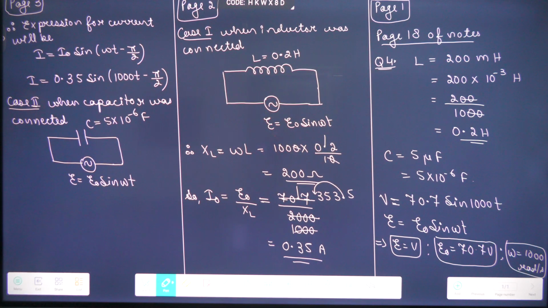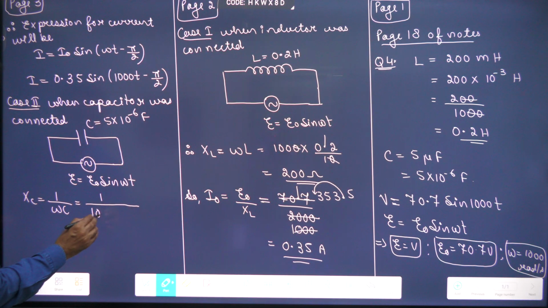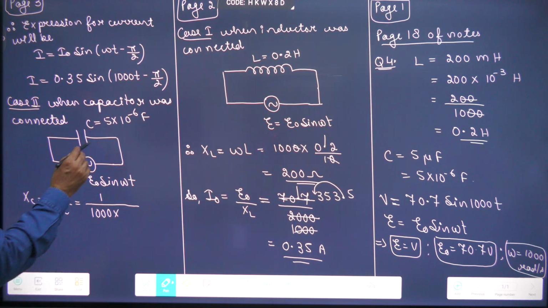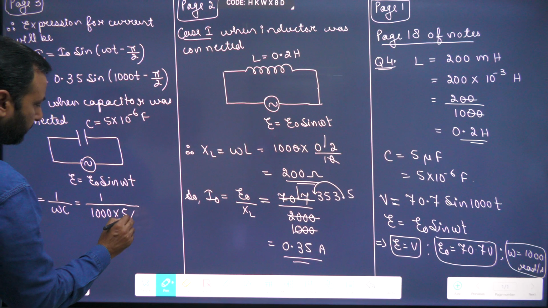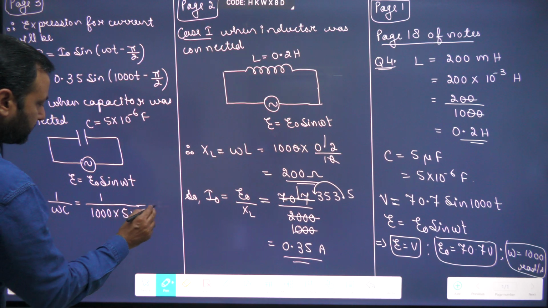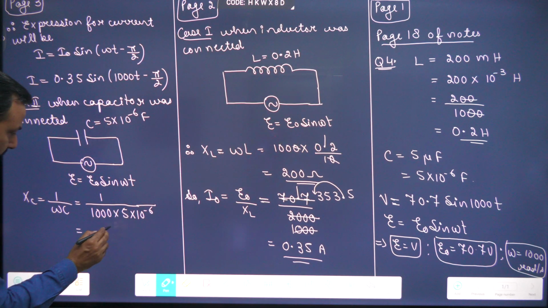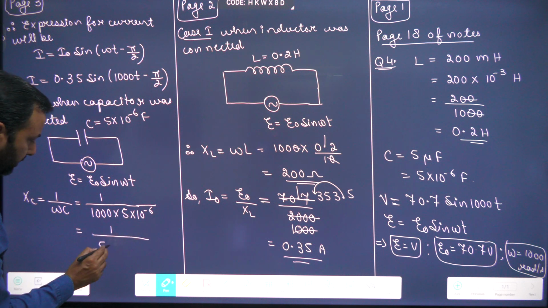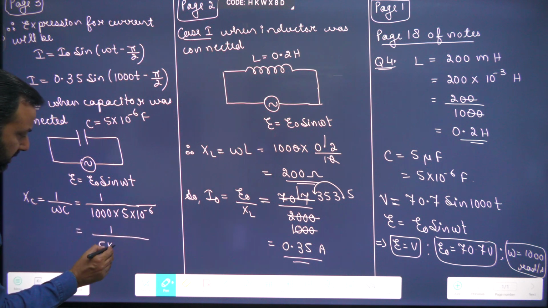So in this case, we have to calculate XC. What is XC? The value of XC is 1 upon omega C. What is omega? Omega is 1000. What is C? C is 5 into 10 to the power minus 6. Now, 1 upon 5 into 1000.